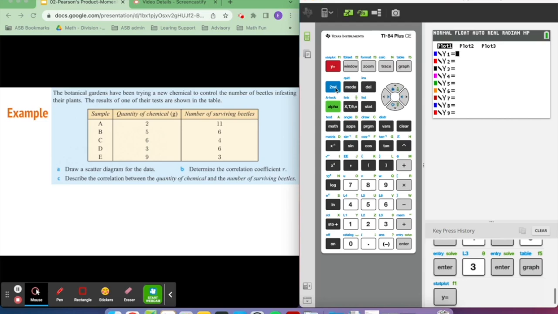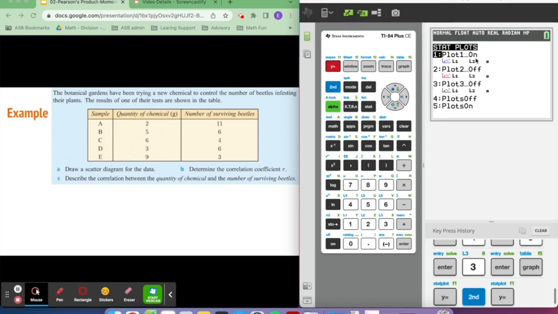So you're going to go on to second, click on the y is equal to, and this is going to bring you to your stats plot. Now, notice that what we want is we want our first stats plot to be on. So you're going to click enter. Type, yep, we have many different types of representations we could use for our data, but we're going to want the scatter plot for the first one. Our X list, so our X list being our quantity of chemicals, is in L1. Our Y list is in L2.